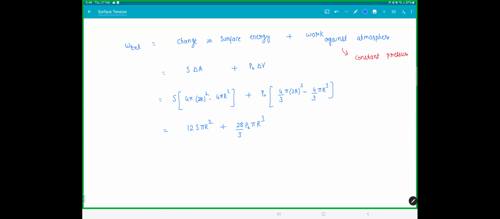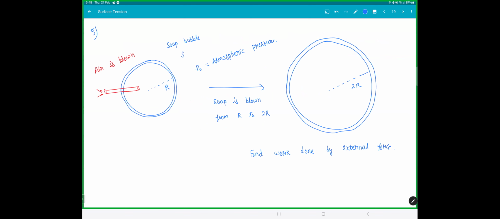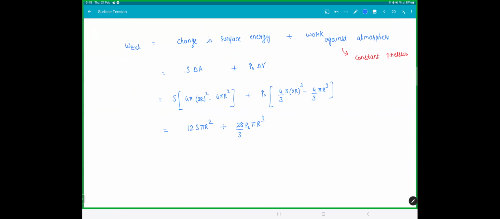Isn't the inner surface exposed too? Wait, sorry, it's the soap bubble, no? It's not a liquid drop. My mistake. It's 2S, because there are two surfaces. I got confused with the previous question. Yeah, you're right, this is actually 24. You have to take into account that there's an inner surface and an outer surface. It's a soap bubble. Clear with this?